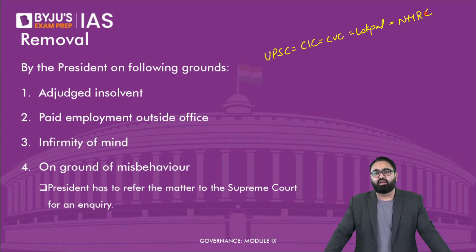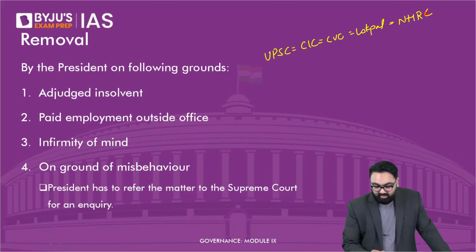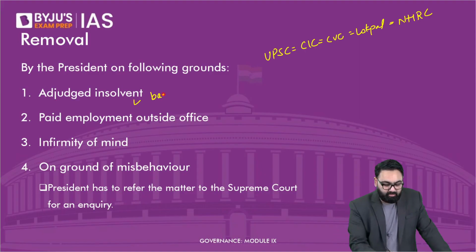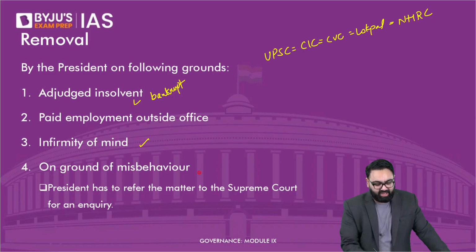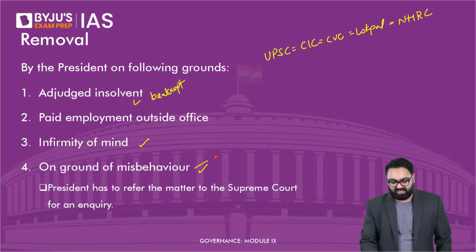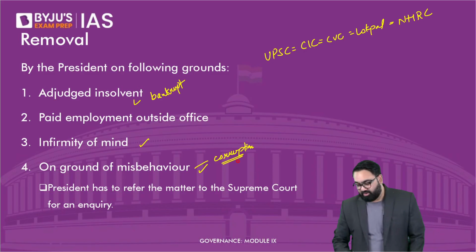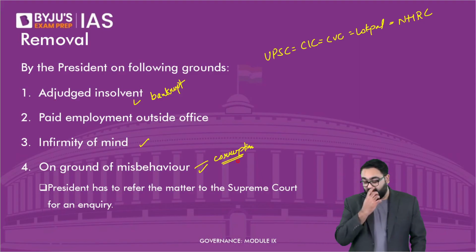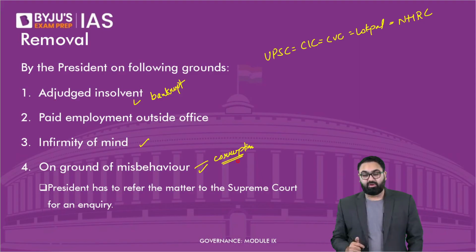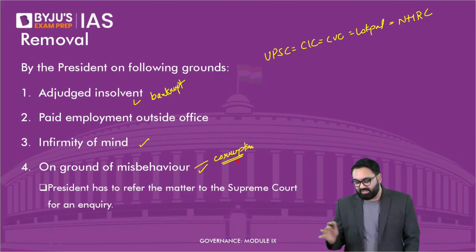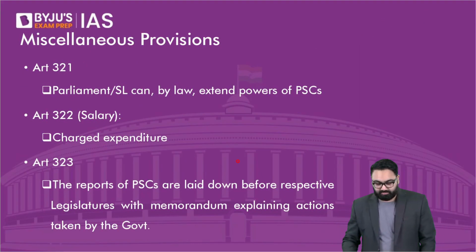The President of India can remove, but the President of India will have to ask for the Supreme Court to first conduct an inquiry. Supreme Court will have to see if the person is insolvent, means bankrupt, if the person has any other paid employment, infirmity of mind, misbehavior like corruption, etc. All these are grounds. If Supreme Court finds them to be true, then the Supreme Court will ask the President of India to remove that person, and the person will be removed from the post. So removal process is exactly the same for all of these.